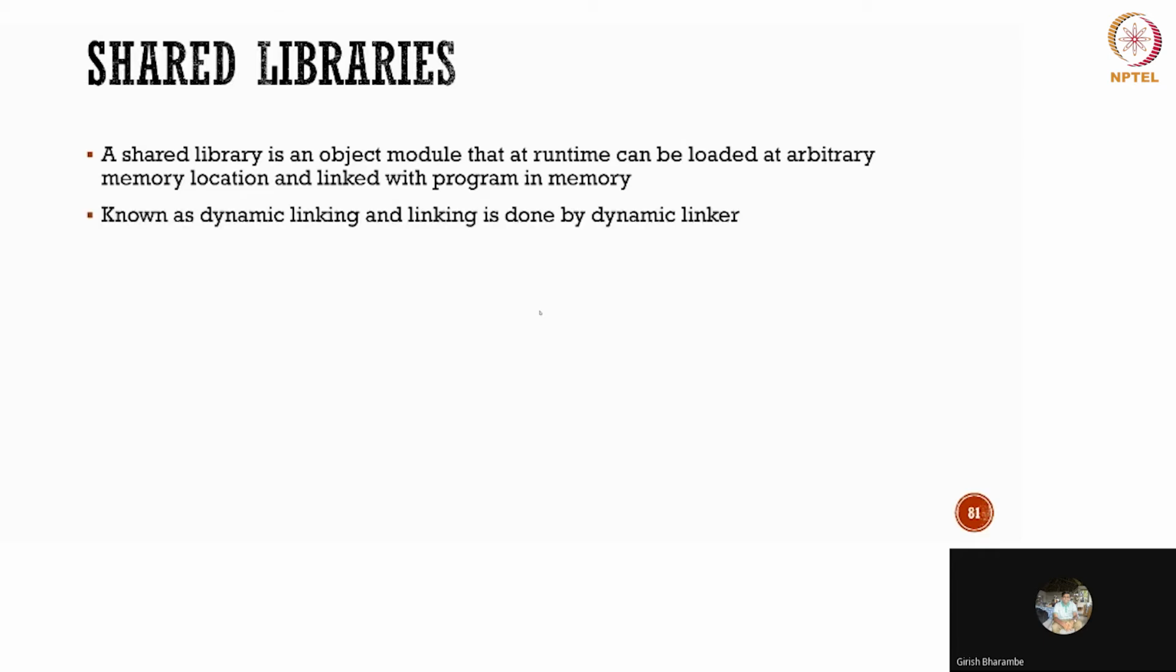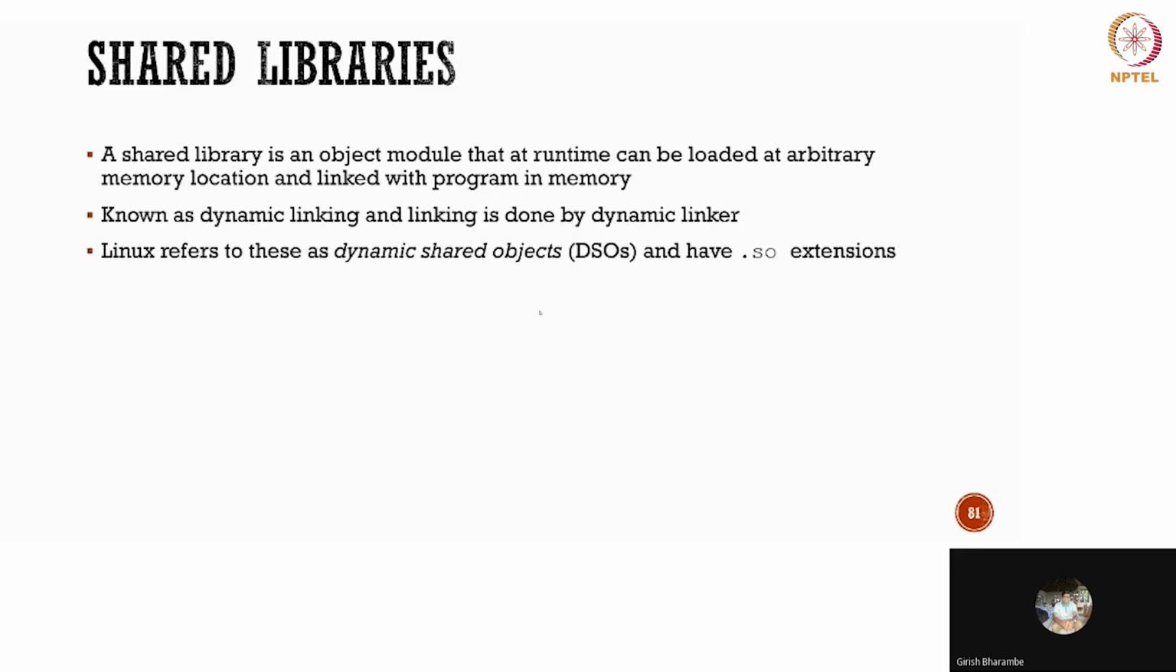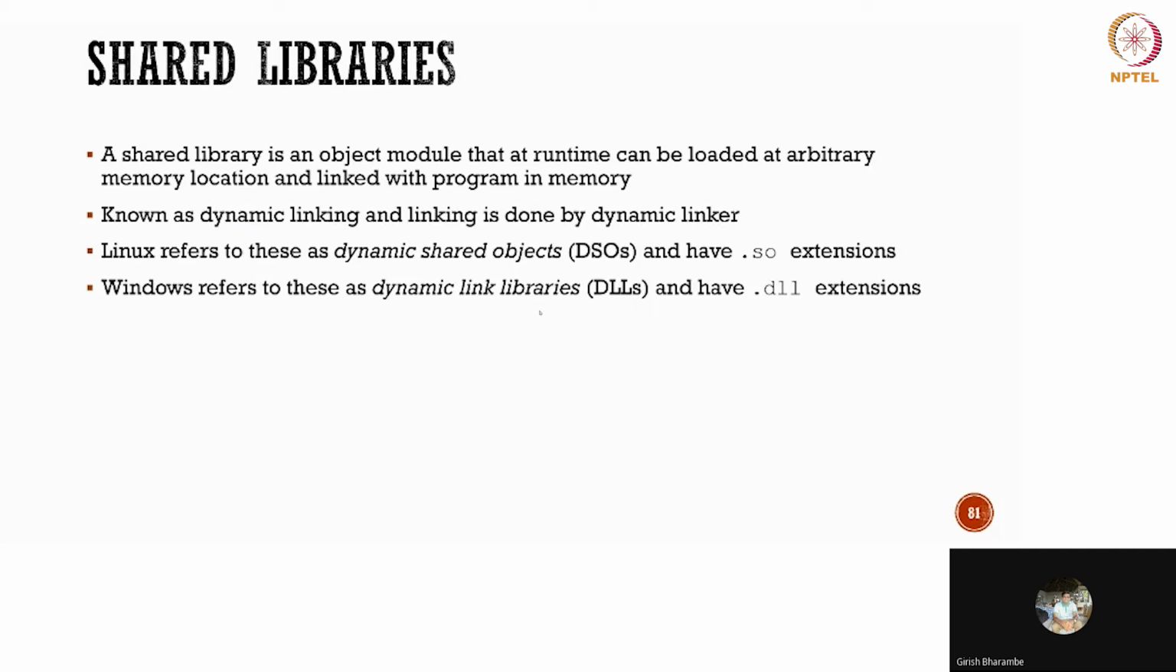Okay, and the process where the shared libraries get linked to the application is known as dynamic linking, and it is performed by the dynamic linker, which is different from the linker that we have. I mean, it's similar in terms of the operations, but it's a separate component from what we have been seeing so far. Okay, and Linux refers to these as dynamic shared objects, and they typically have .so extensions. Windows will call them DLLs or dynamic link libraries.